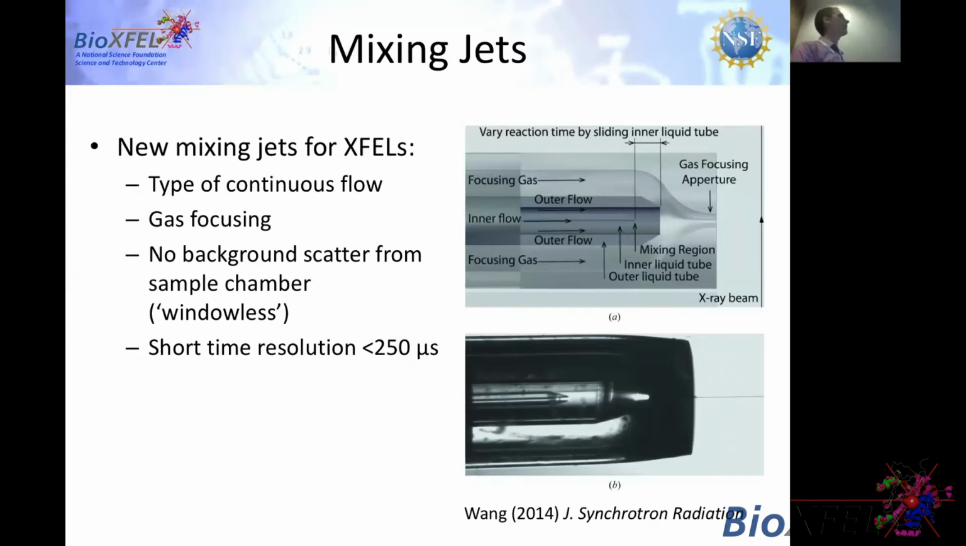One of the main advantages of these mixing jets versus either capillary-based or microfluidic-based mixing is that there's no background scatter from the sample chamber. So you end up with these windowless features. You end up with just X-rays through solution. Very short time resolution, down into potentially the sub-250 microsecond range due to their very fast mixing.